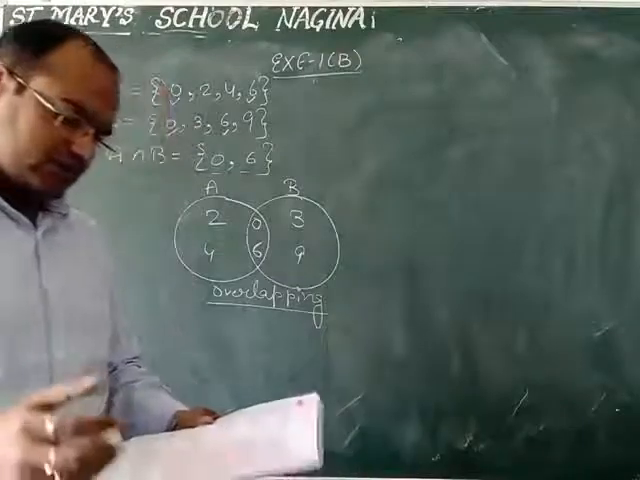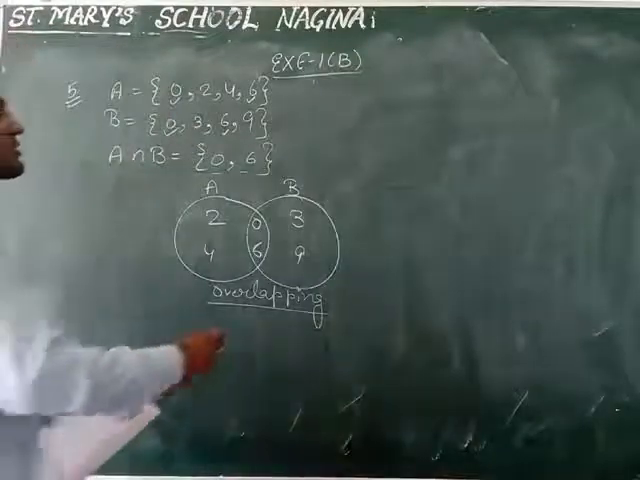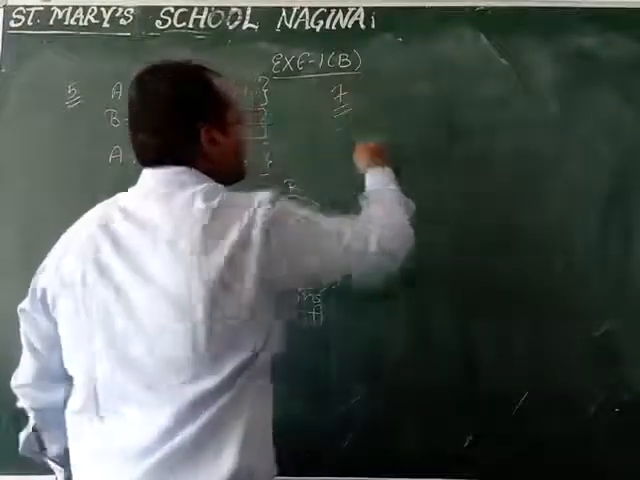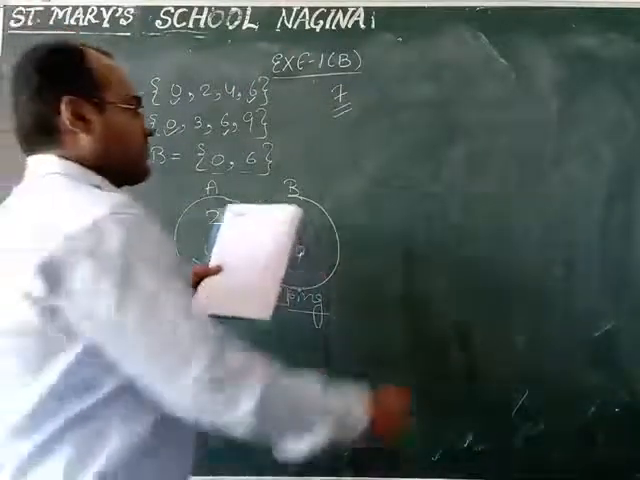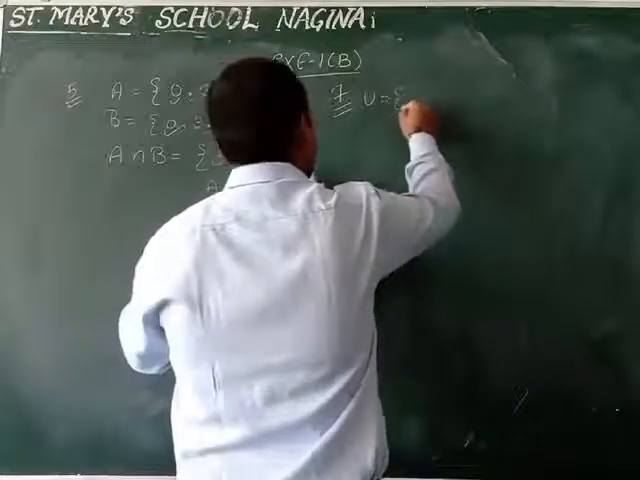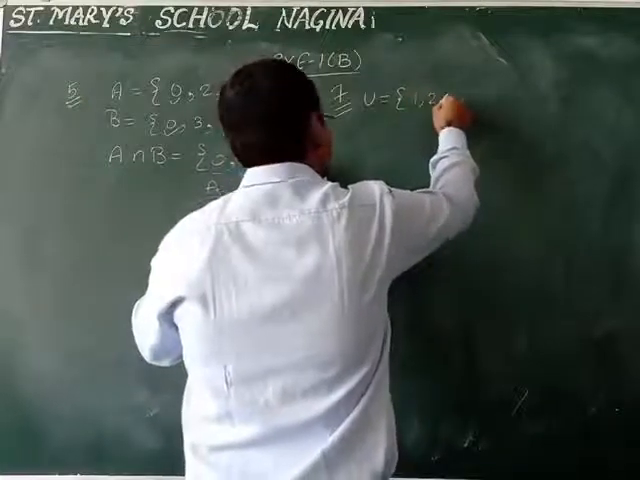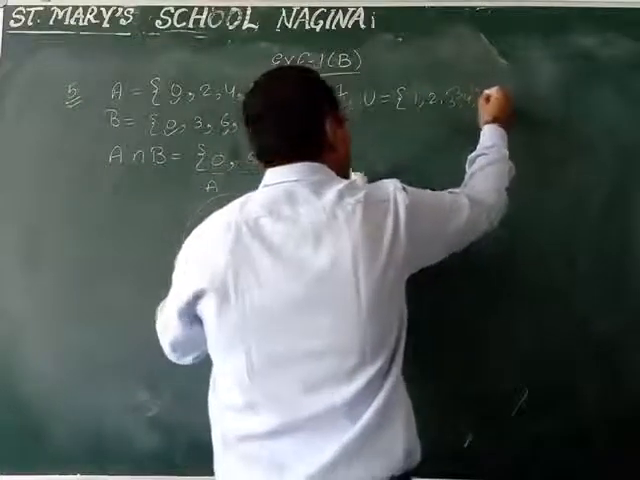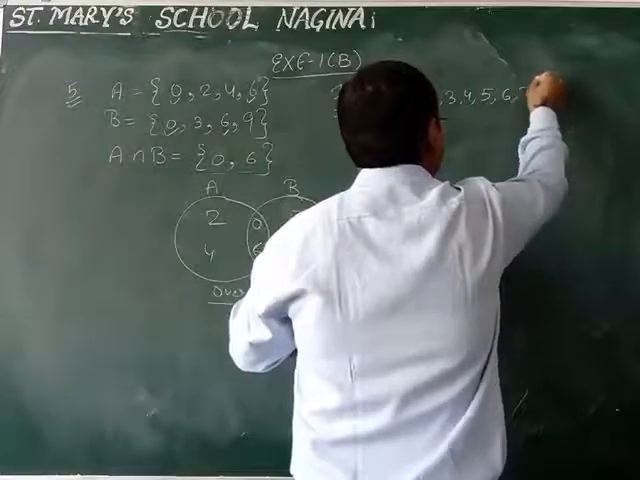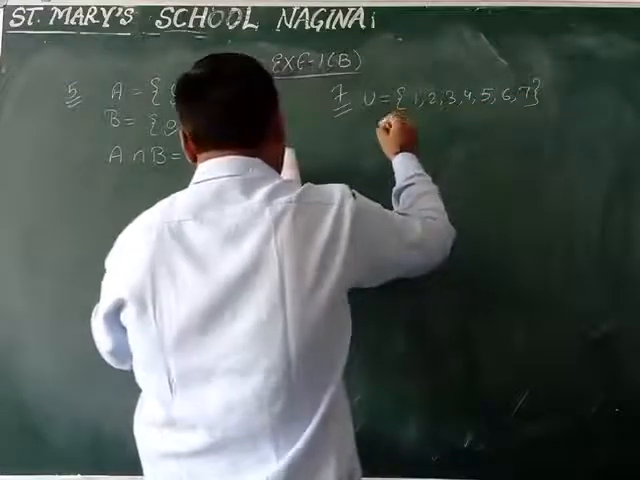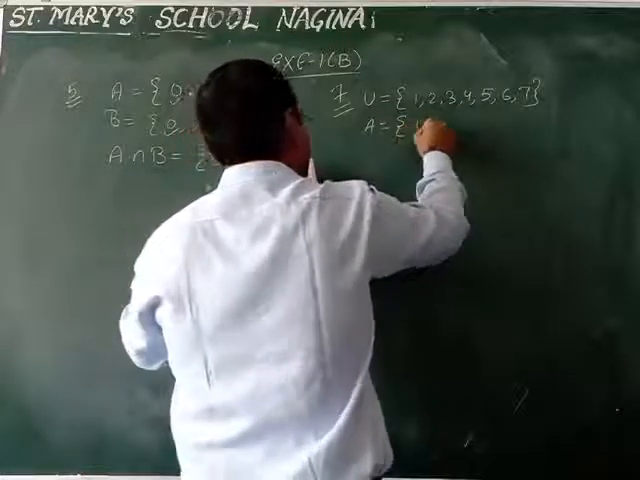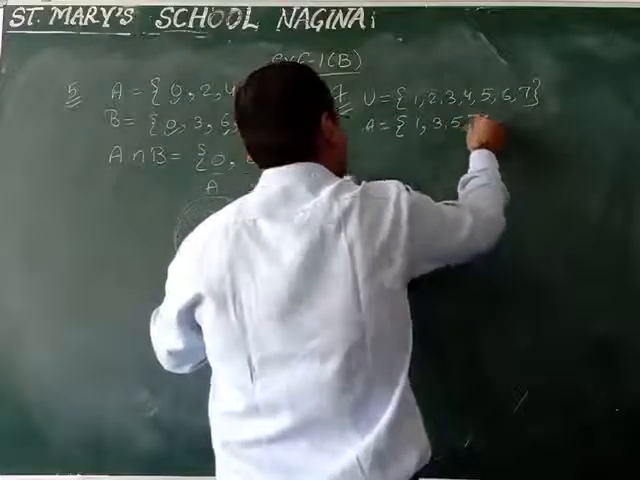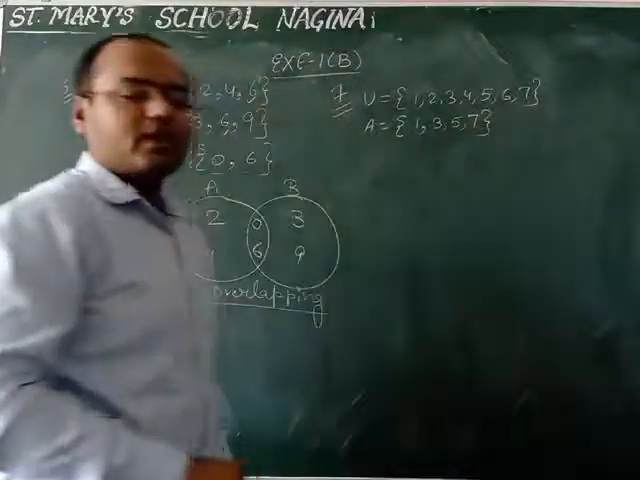Now see question number 7. Represent the universal set. One universal set is given, U: 1, 2, 3, 4, 5, 6, 7. Then set A is also given. A is 1, 3, 5, 7. We have to represent these two with the Venn diagram.